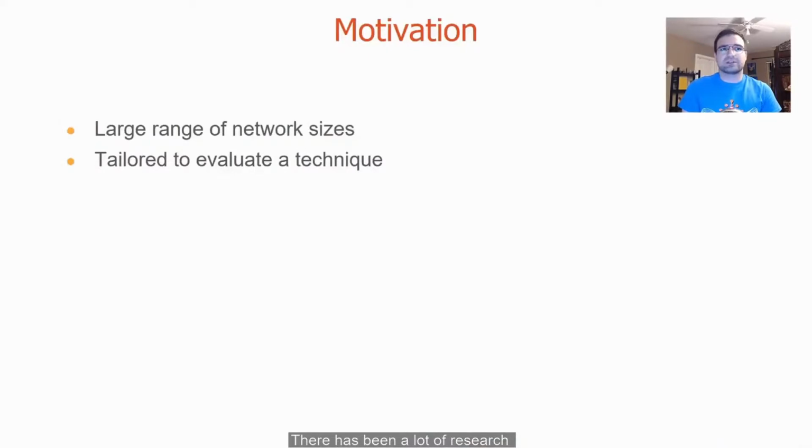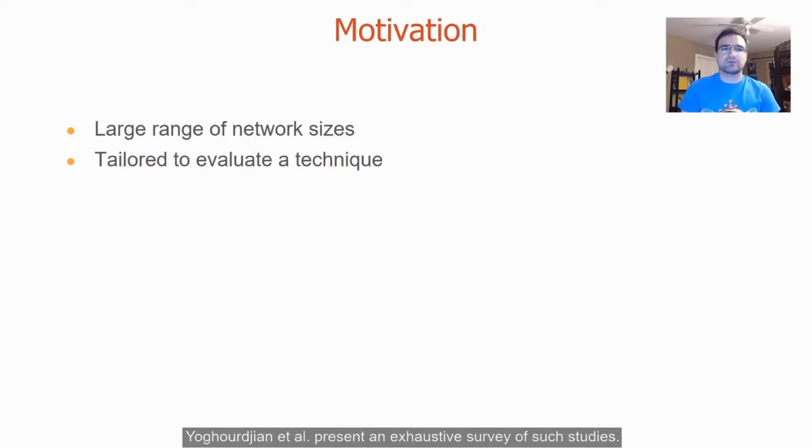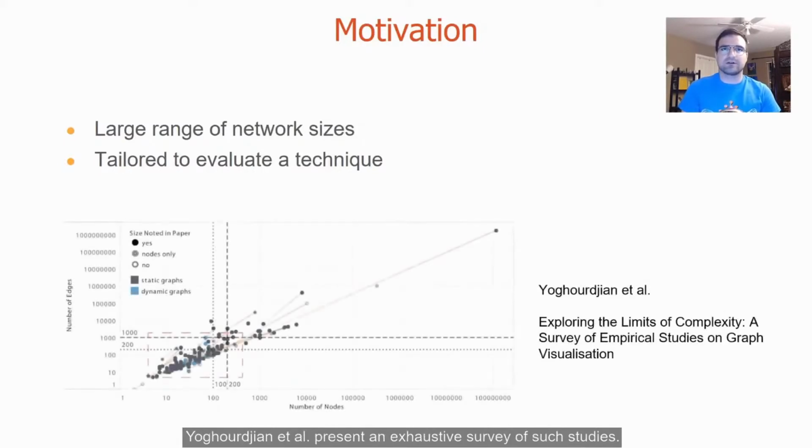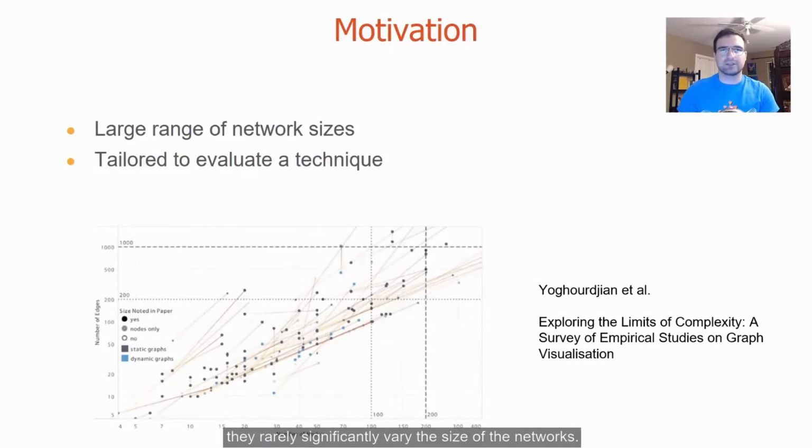There has been a lot of research exploring the effects of layout features for node link diagrams on readability and task effectiveness. Jian et al. present an exhaustive survey of such studies. Even though there have been several studies to evaluate the visual scalability of node link diagrams, they rarely significantly vary the size of the networks. Also, instead of looking at the general limitations of network visualizations, most studies are tailored to evaluate or show the limitations of a technique that is being tested.